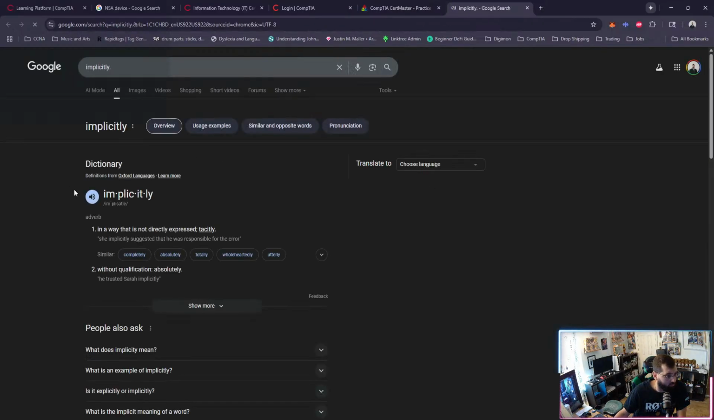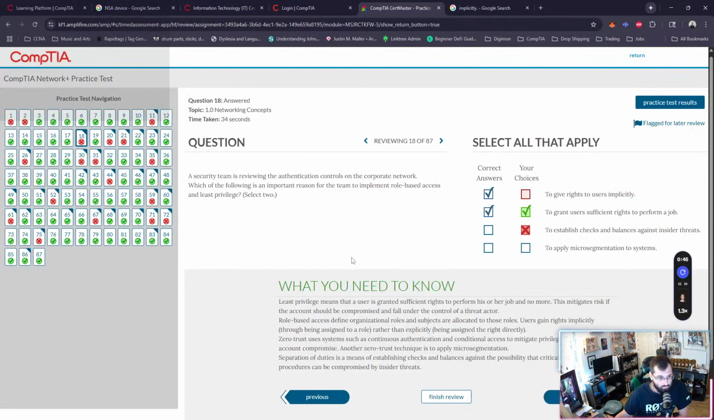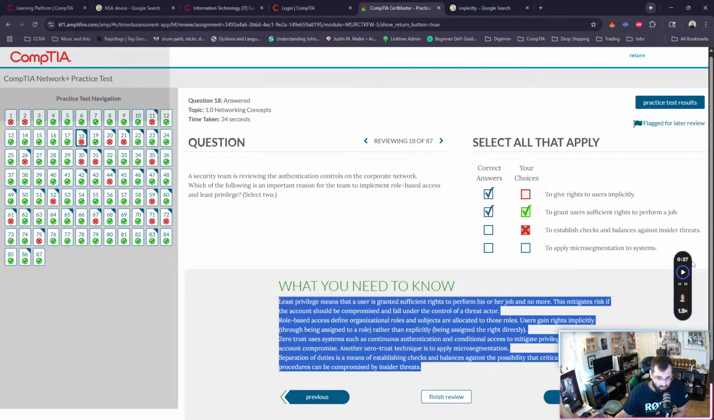Let's look up this word. Implicitly. In a way that is not directly expressed. Oh, without qualification, absolutely. Yeah, that's what I thought. Without a qualification, absolutely. So, security team is reviewing the authentication controls in the corporate network. Which of the following is an important reason for the team to implement role-based access to least privilege? To give absolute control. I feel like I'm interpreting this wrong.